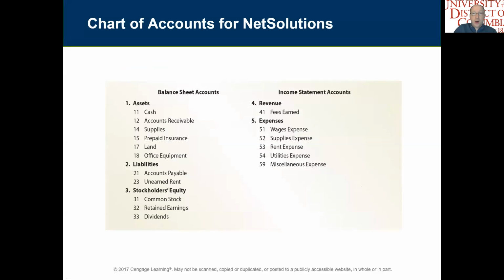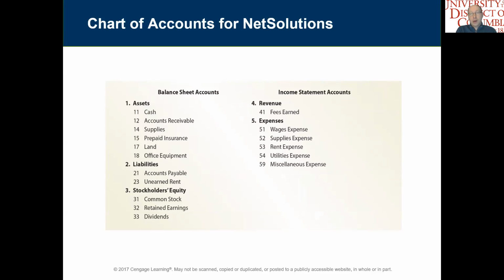Now let's look at the two together through the chart of accounts. Looking back at our example company, NetSolutions. Assets, we have cash, accounts receivable, supplies, prepaid insurance, land, office equipment. Liabilities, we have accounts payable, unearned rent. Stockholders' equity, we have common stock, retained earnings, and dividends. On the revenue side, we have fees earned. And expenses, we have wages expense, supplies expense, rent expense, utilities expense, miscellaneous expense.